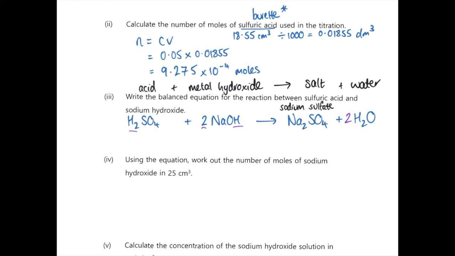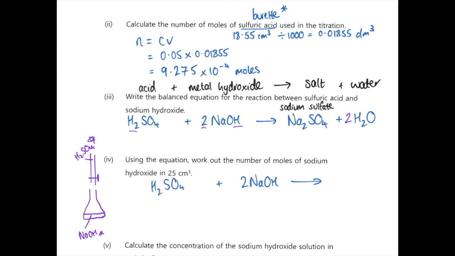In part 4 then, we want to use this equation that we've just written, and we want to work out the number of moles of sodium hydroxide in 25 centimetres cubed. Really what we're thinking here is, how many moles were there in the conical flask? Because that's how many moles reacted with the given number of moles of sulfuric acid. So we know how many moles of sulfuric acid we've added from the burette, and that allows us, using our balancing number ratio, our stoichiometric ratio, as we talked about before, to work out the number of moles of sodium hydroxide that it reacted with.